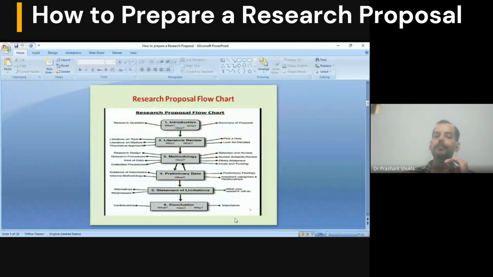And then comes the methodology. How are we going to do that? You have to talk about research design, research procedure, the kind of data you will be using, what would be the collection procedure, what would be the review, what would be the ethics statement, and so on and so forth. I will come back to that later. Step number 4 would be the preliminary data.